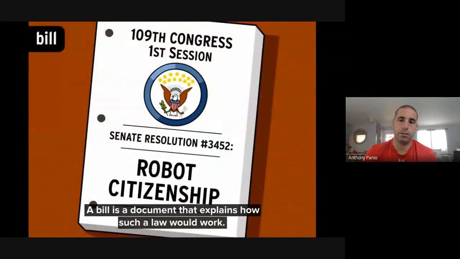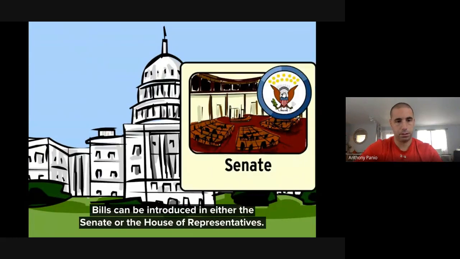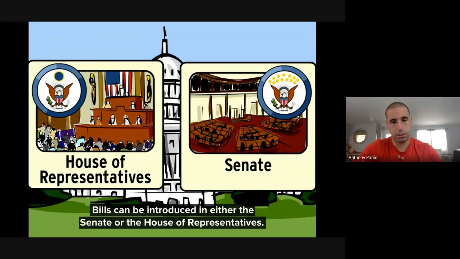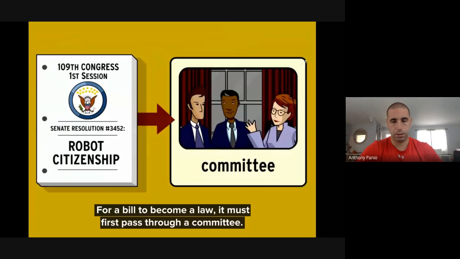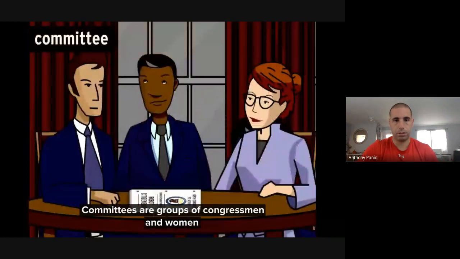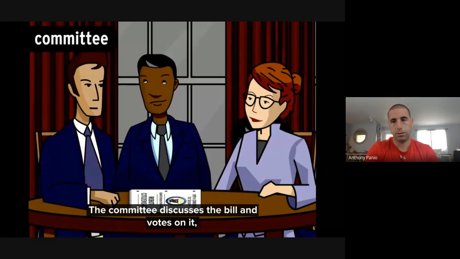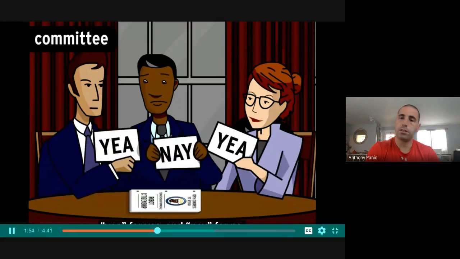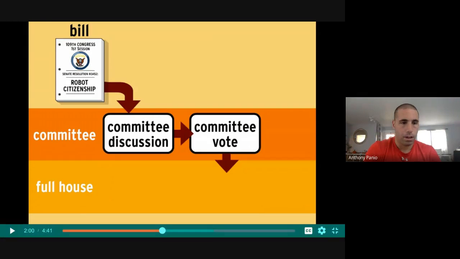A bill is a document that explains how such a law would work. Bills can be introduced in either the Senate or the House of Representatives. For a bill to become a law, it must first pass through a committee. Committees are groups of congressmen and women who specialize in certain types of laws. The committee discusses the bill and votes on it, yea for yes and nay for no. If approved, the bill is then sent to a full House of Congress.